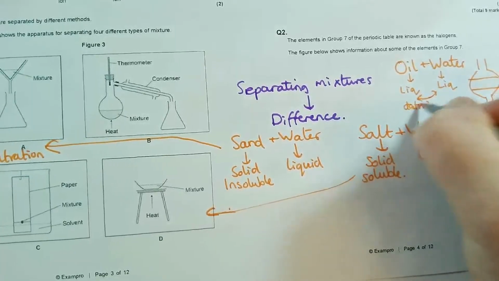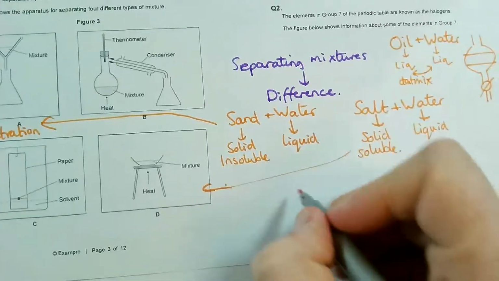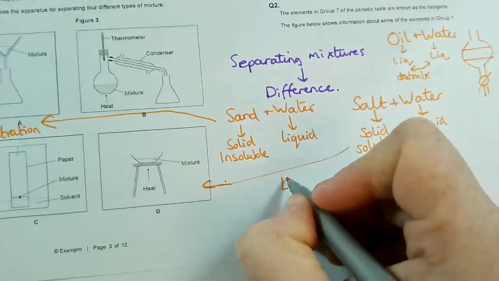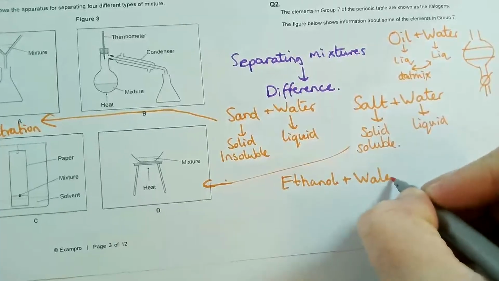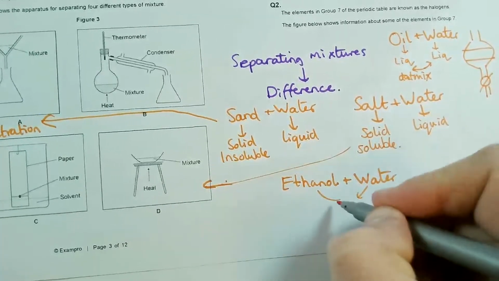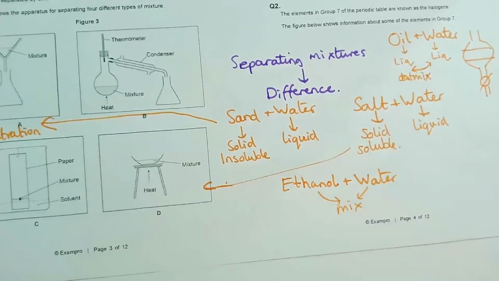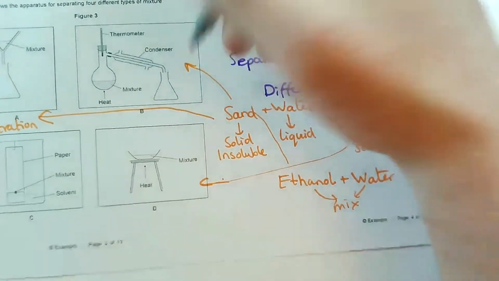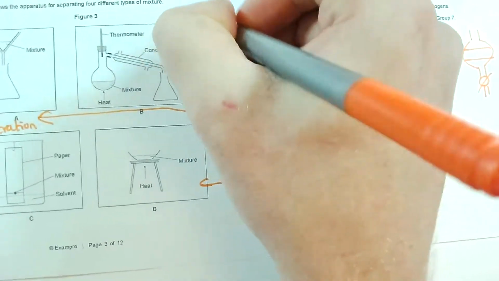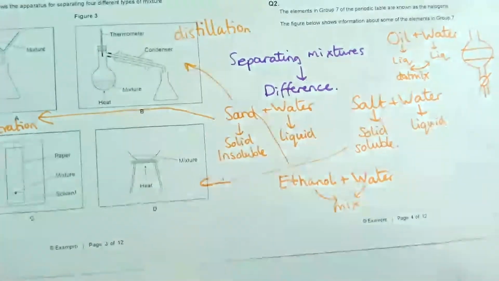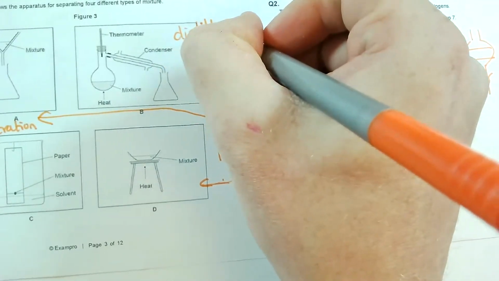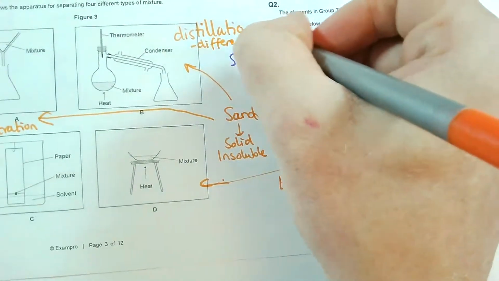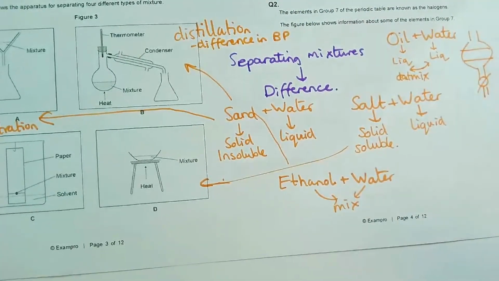It's much more common to have liquids which do mix. So let's say I've got ethanol and I've got water. Now those two together, they mix. So to separate them, we do distillation. Now, what is the difference that we're capitalizing on there? We're still capitalizing on the difference in boiling point.